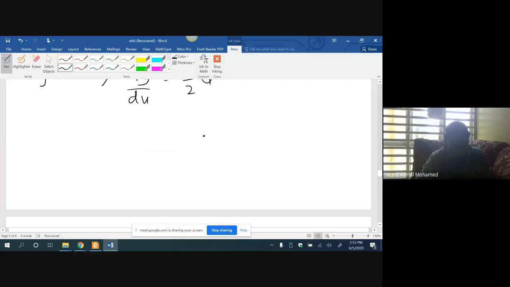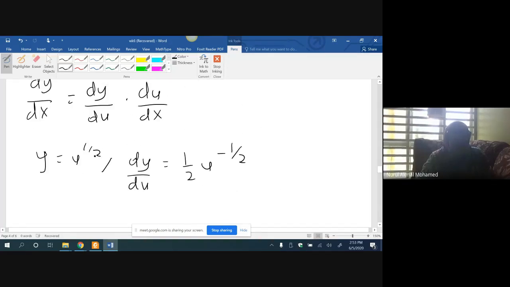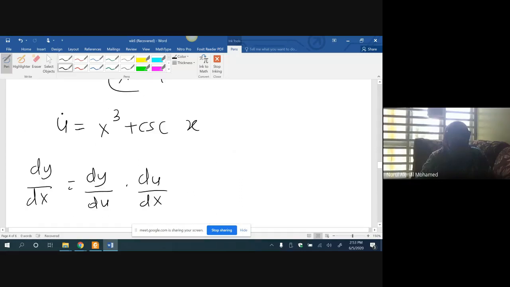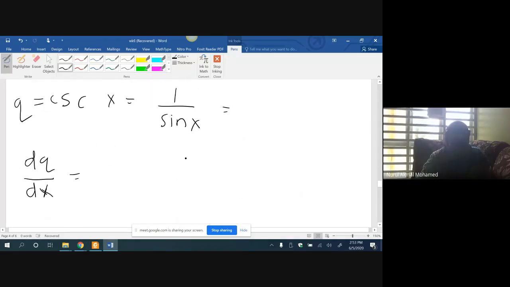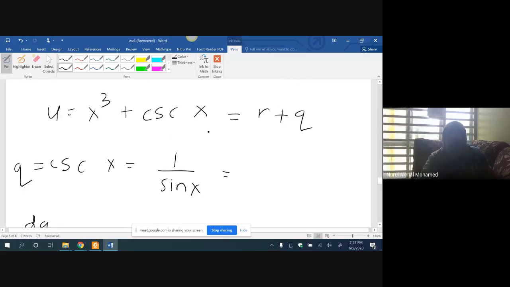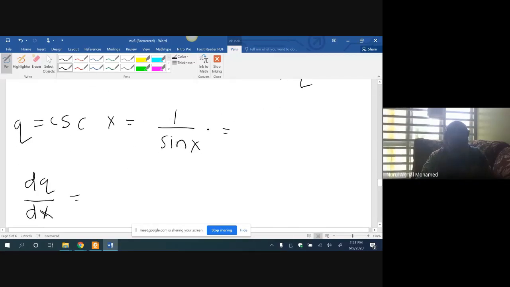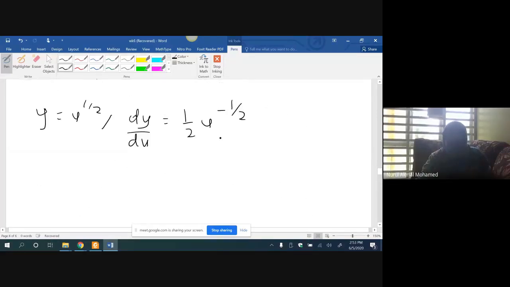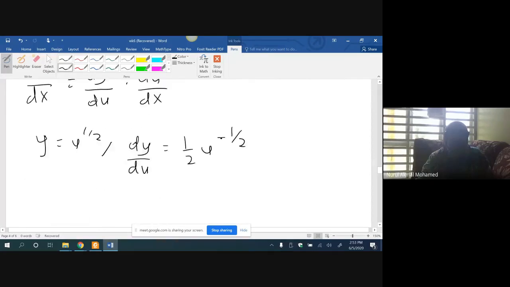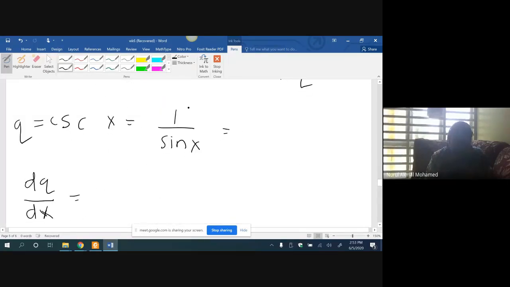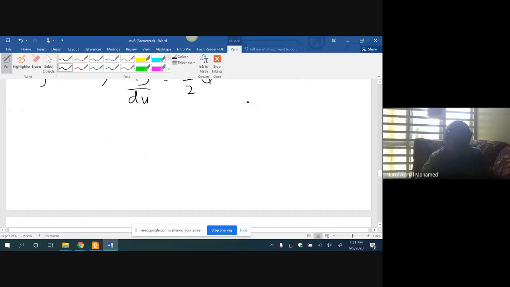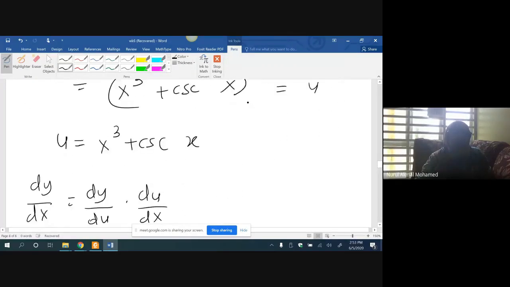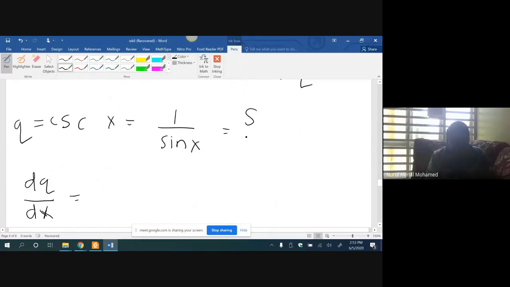But in the previous function, we already denoted u as this one. So we have to denote this as another variable. We have R, we have Q here. What else? What about S and T? Is it okay? So the numerator is S and the denominator is T.